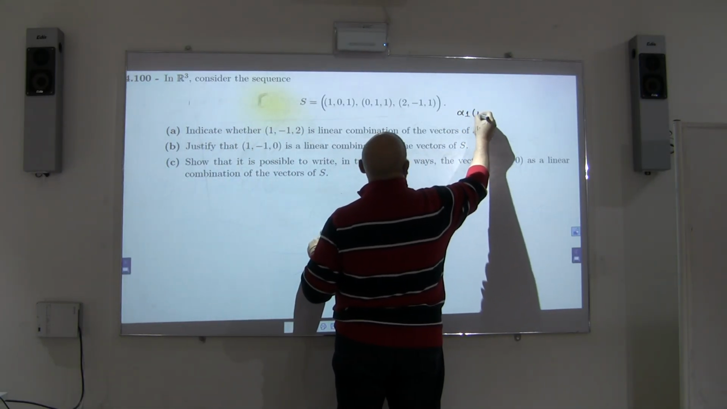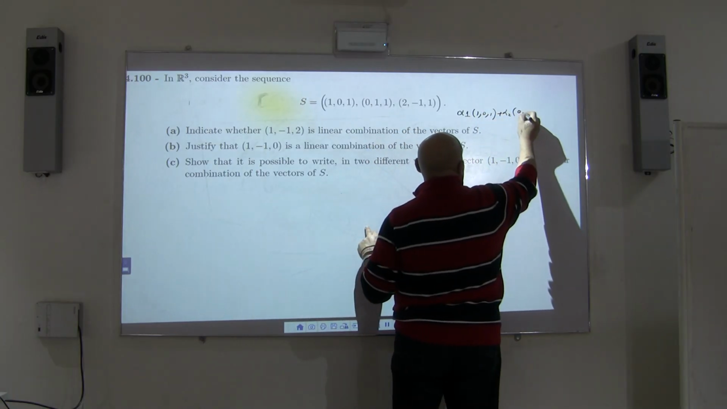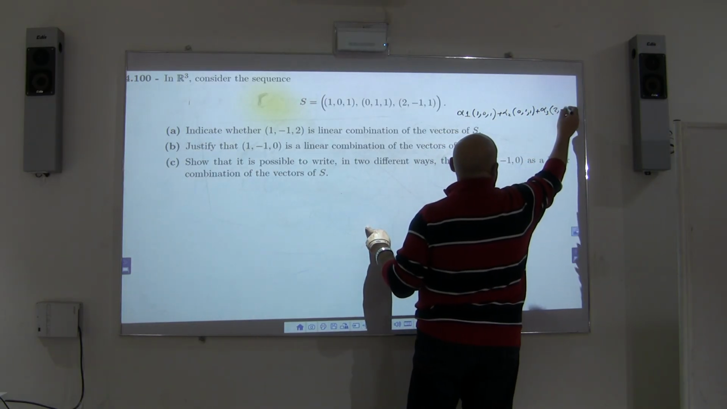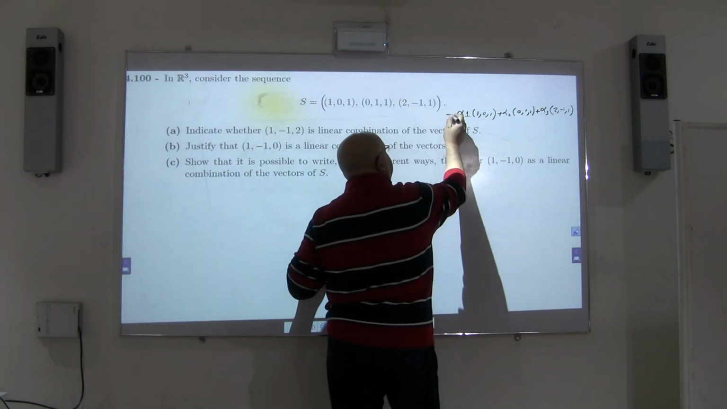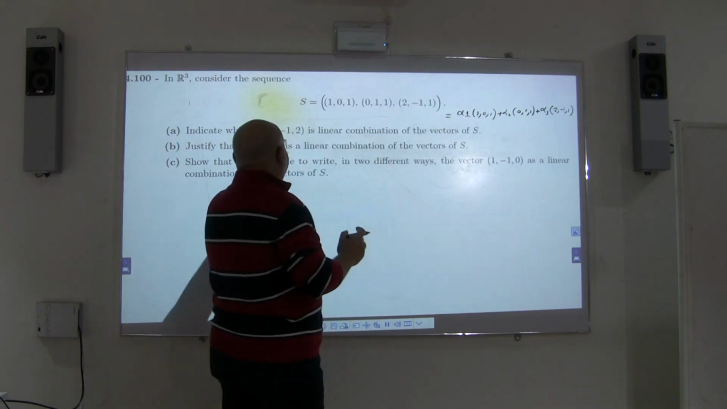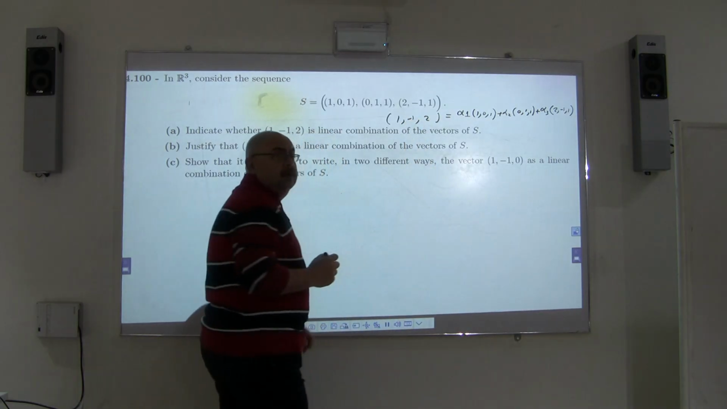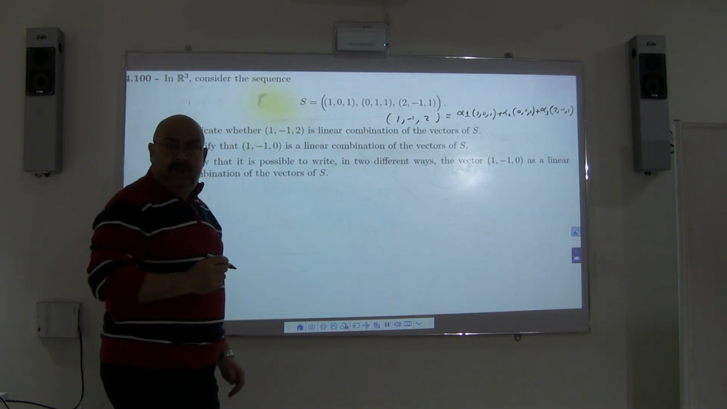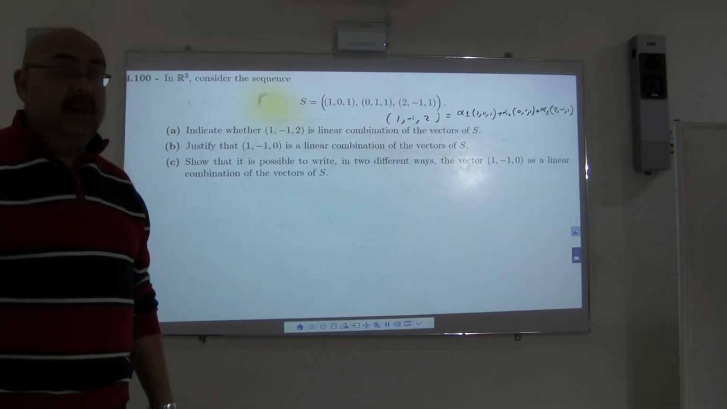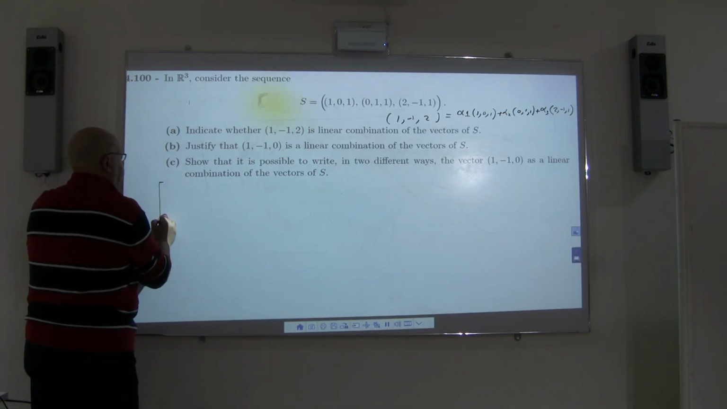alpha 1 times (1, 0, 1) plus alpha 2 times (0, 1, 1) plus alpha 3 times (2, -1, 1). And those values of alpha 1, alpha 2, alpha 3 should generate this vector, which is (1, -1, 2). So I will solve a system of equations in order to determine the values of alpha 1, alpha 2, and alpha 3. This is very, very simple to do. Are you with me? How will I do it?